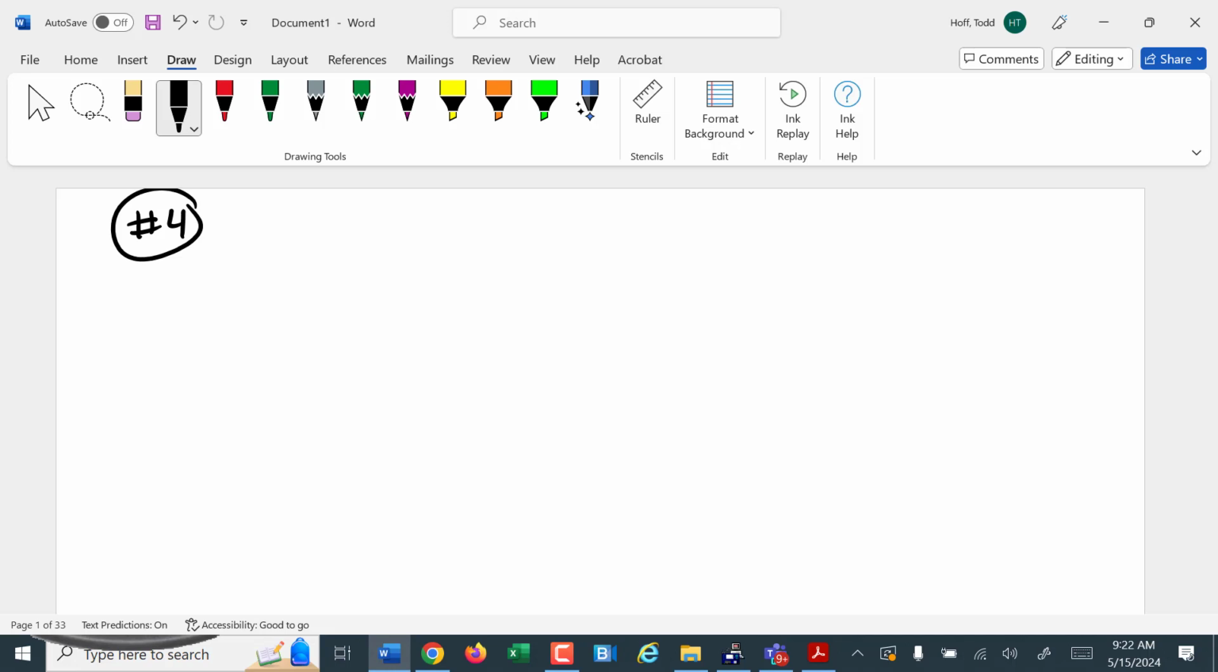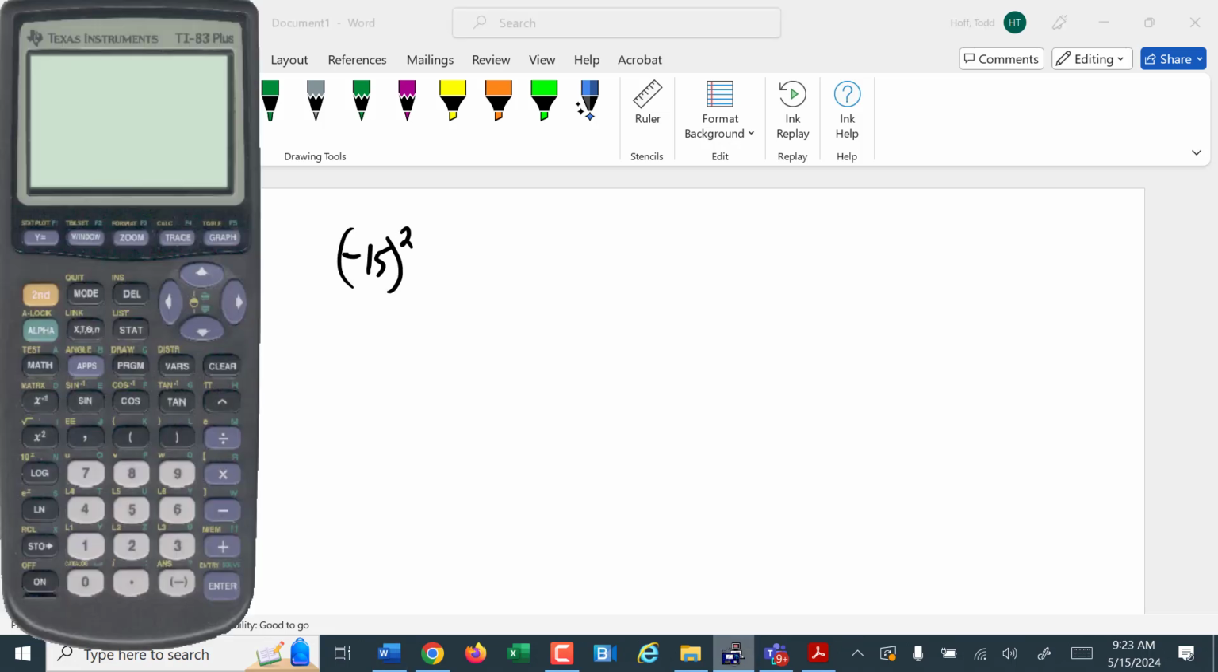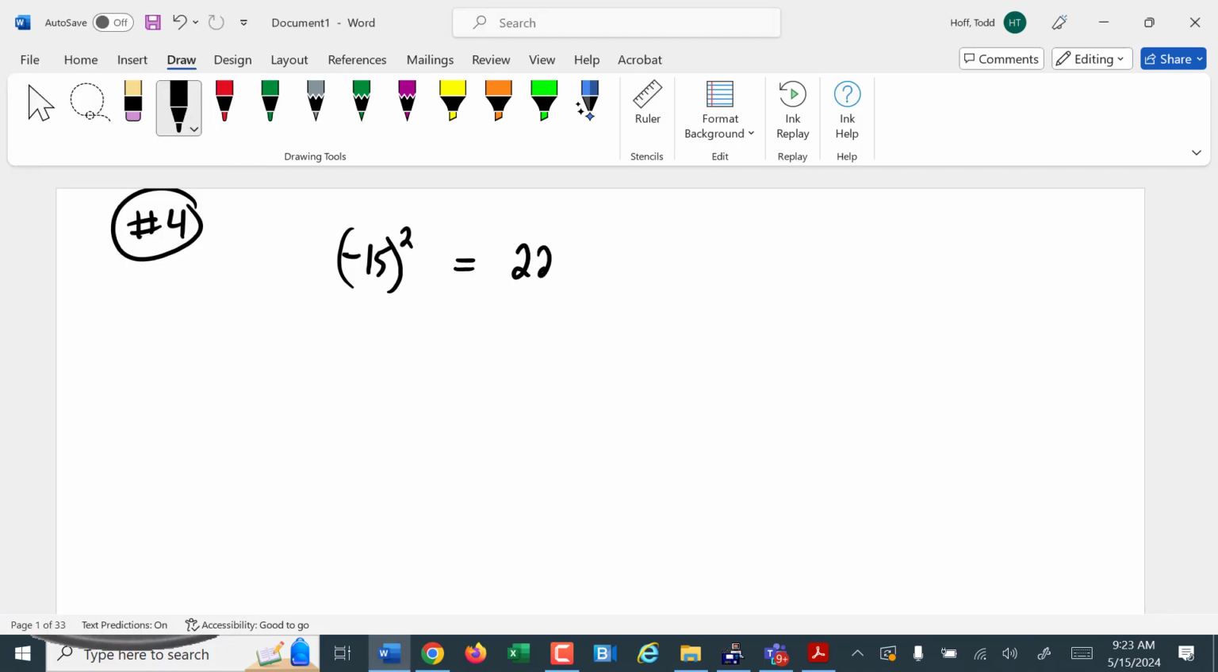You did everything right except your calculator messed you up here. If you have negative 15 squared, you have to remember when you put that in a calculator, you have to put it in parentheses. So like this: parentheses, negative 15, close parentheses, and then squared. You should get a positive 225. So yours gave you a negative 225.